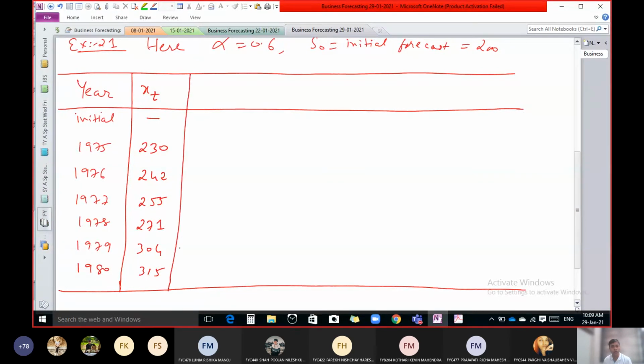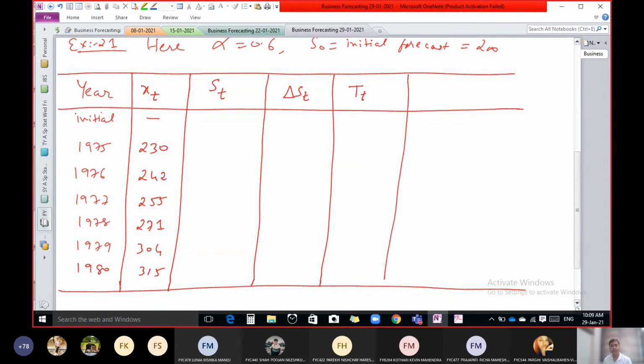Now you are required to prepare 4 columns. First column is the smoothing value at time t. Second, delta st. Third, trend value at time t. And fourth, the forecasted value. So these 4 columns we have to prepare.